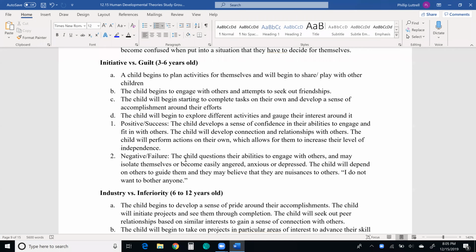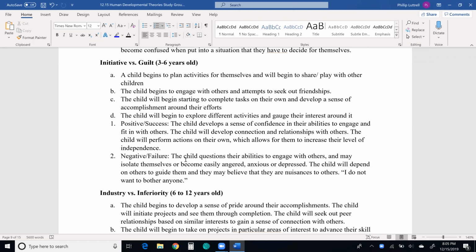So the child begins to engage with others in attempts to seek out friendships and form relationships outside of their family in some way. So the child will begin starting and completing a task on their own and develop a sense of accomplishment around their efforts. So if someone's taking initiative, they're planning something out, carrying out the plan and seeing how it goes. And if it goes well, they'll have a higher sense of accomplishment and confidence in their ability.